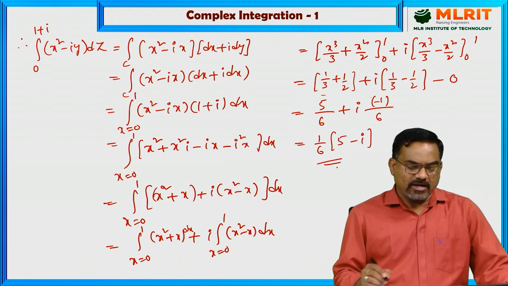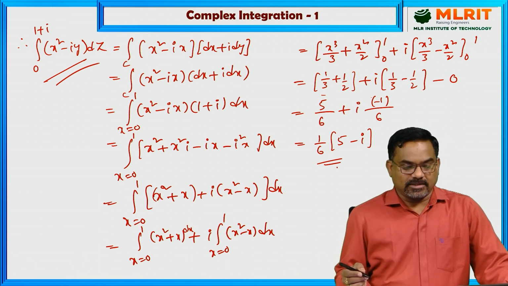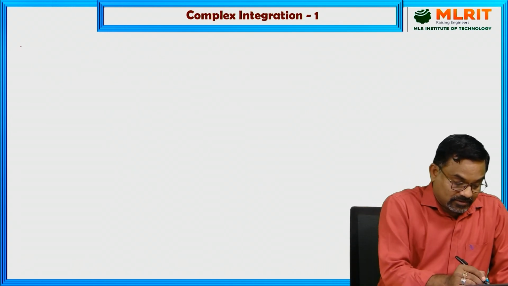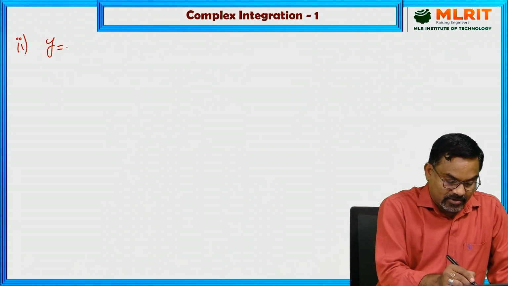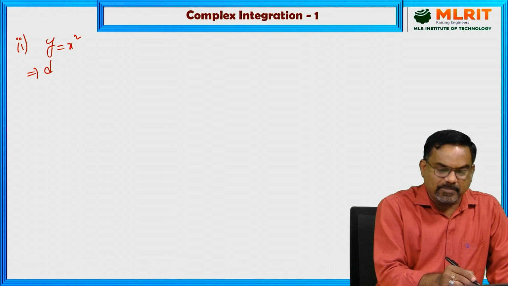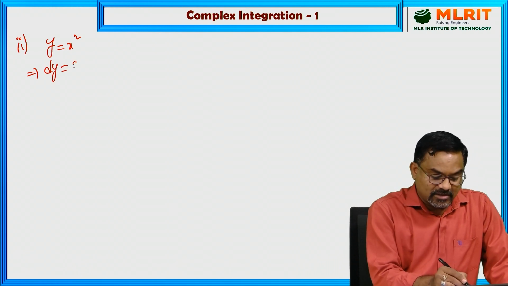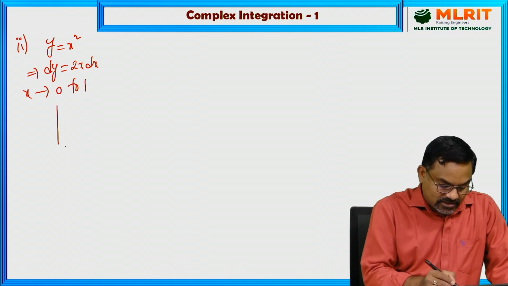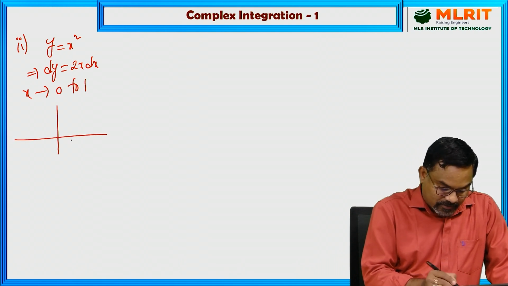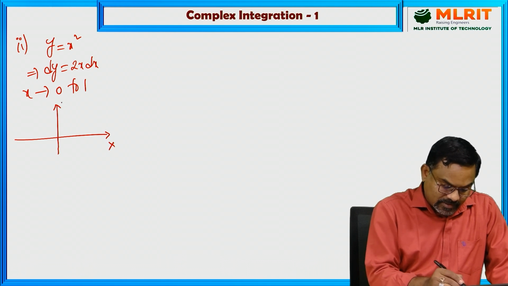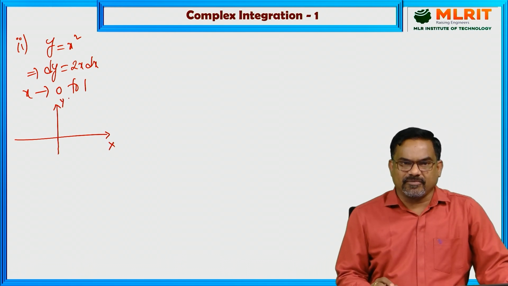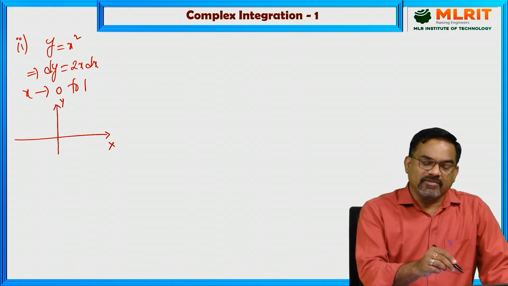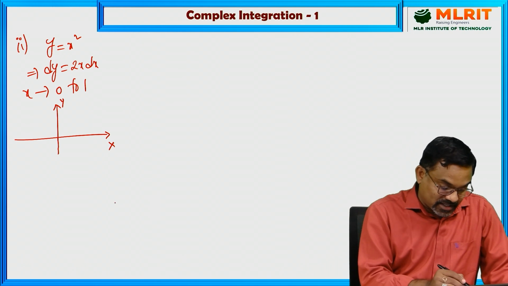Similarly, we need to evaluate the same line integral along another path given in the problem, y equal to x square, which is a parabola. So for the second one, consider y equal to x square. That implies we can replace y by x square. So we can calculate dy also, 2x dx, and again x changes from 0 to 1. Now what is this y equal to x square? If the equation is having even powers of y only, then it is symmetric about the x-axis.